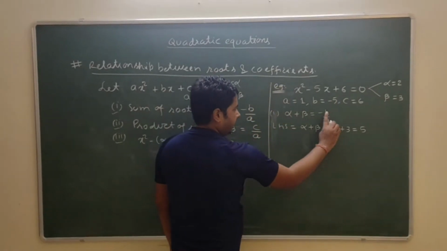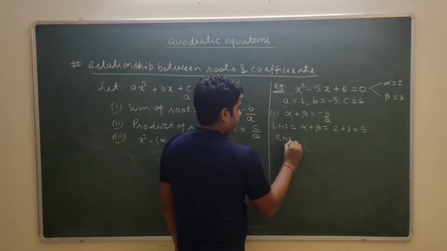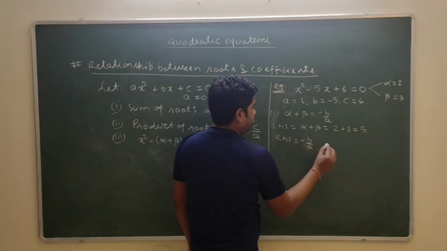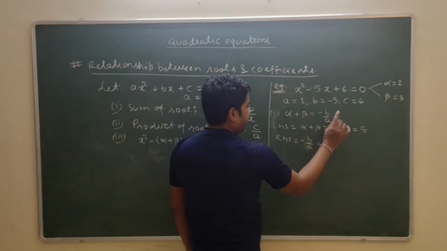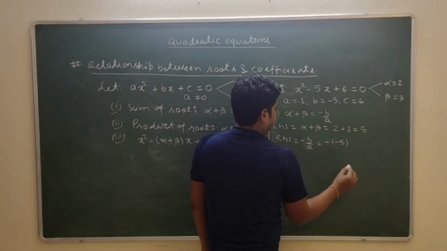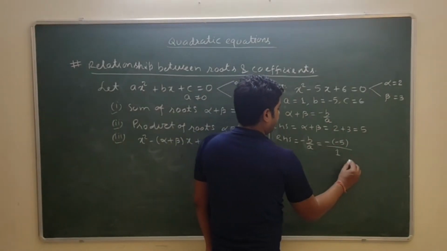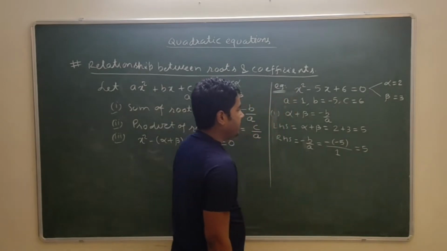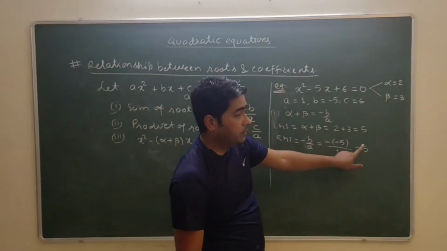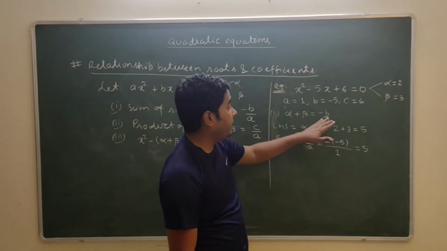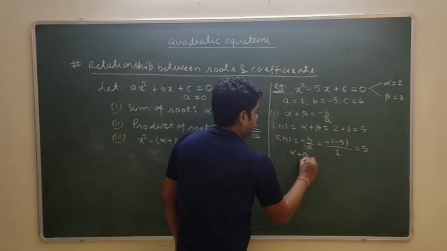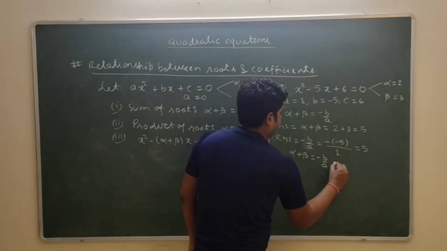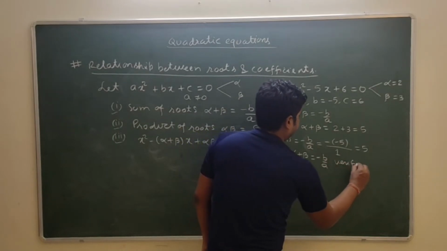Now the right hand side is -b by a, which is equal to minus, the value of b is -5 and a is 1. So this will be 5. As you can see, the left hand side and right hand side are both equal to 5, which means we have verified this formula. It's correct. So alpha plus beta is equal to -b by a. It is verified.